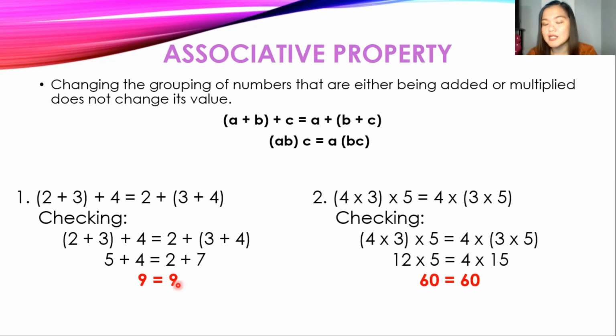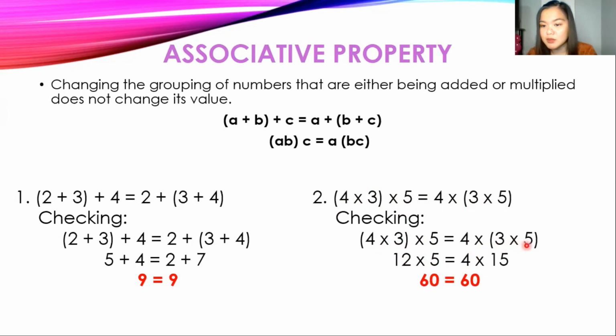Same is true as the multiplication. So, this time we have open and close parentheses, or the quantity 4 times 3 times 5 is equal to 4 times the quantity 3 times 5. So let's do the checking with the GEMDAS operation. 4 times 3, it's 12, times 5. That's 12 times 5 is 60.